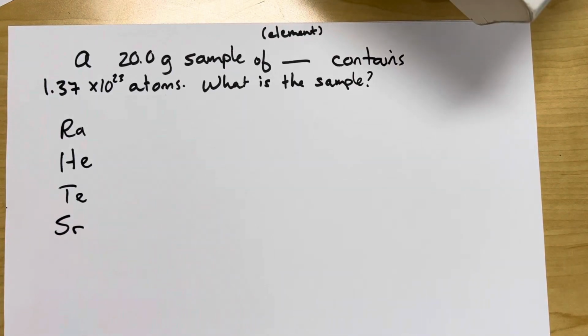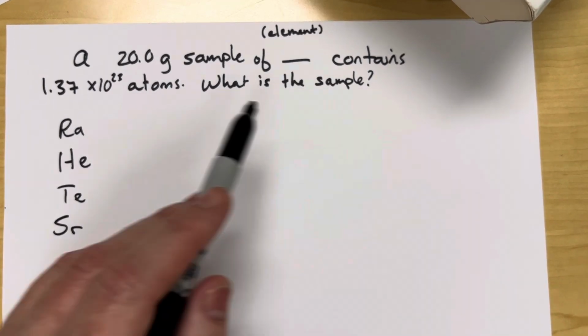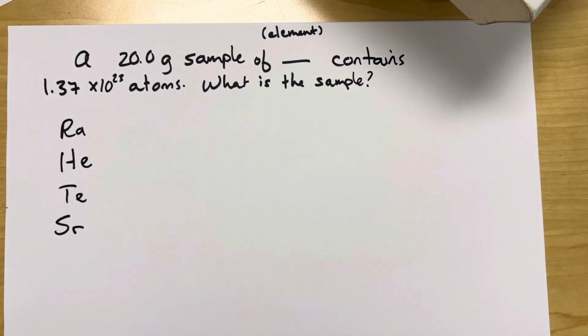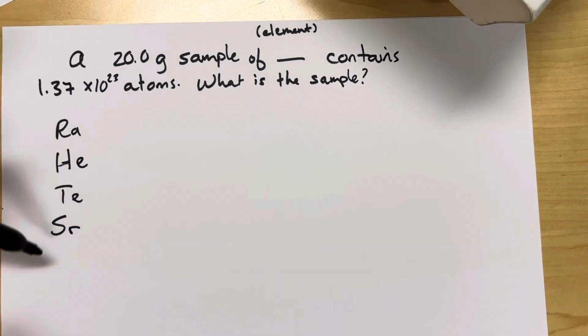Okay, hey y'all. So I got this question. It says a 20-gram sample of some sort of element, we don't know what it is, it's going to be one of those, contains 1.37 times 10 to the 23rd atoms. And then it asks what the sample is. All right, so we're going to look at these things.